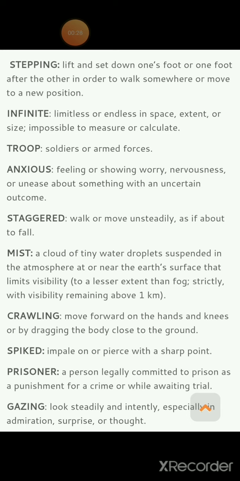Infinite: limitless or endless in space, extent or size, impossible to measure or calculate. Infinite, just keep in mind, limitless. Troop: soldiers or armed forces. Anxious: feeling or showing worry, nervousness or unease about something with an uncertain outcome. Stagger: walk or move unsteadily as if about to fall. Staggering walk.